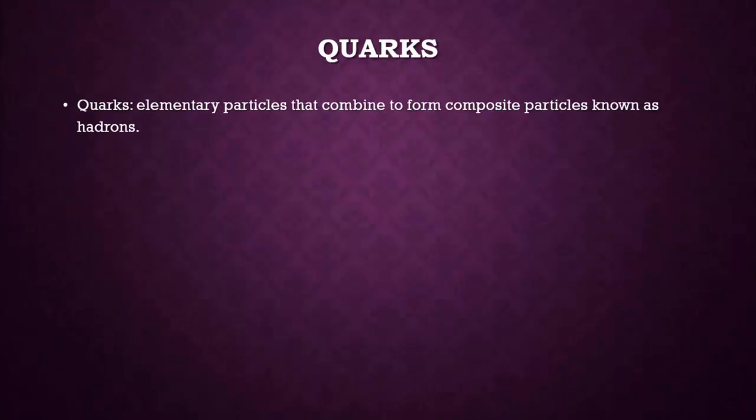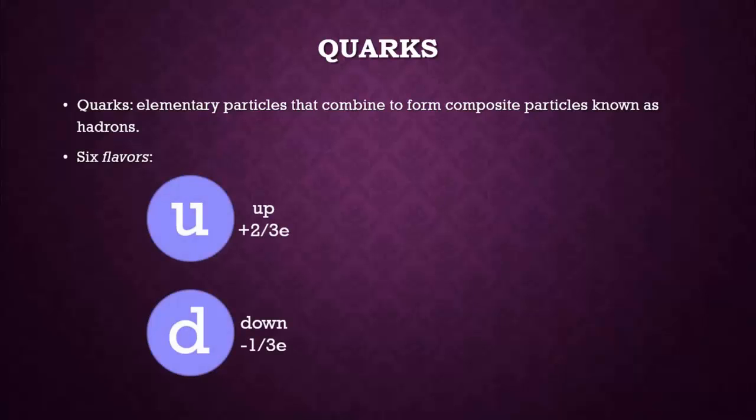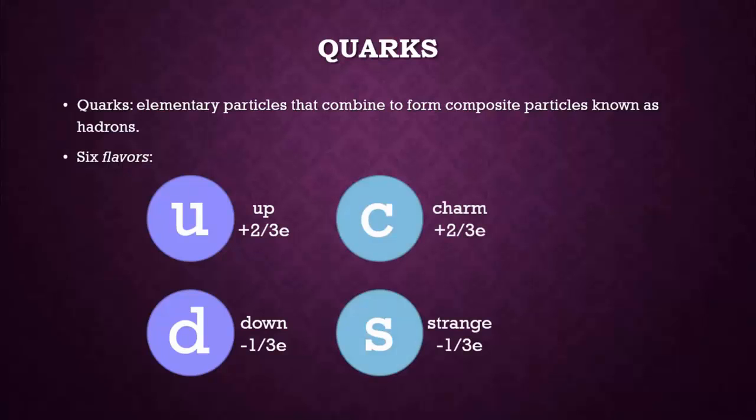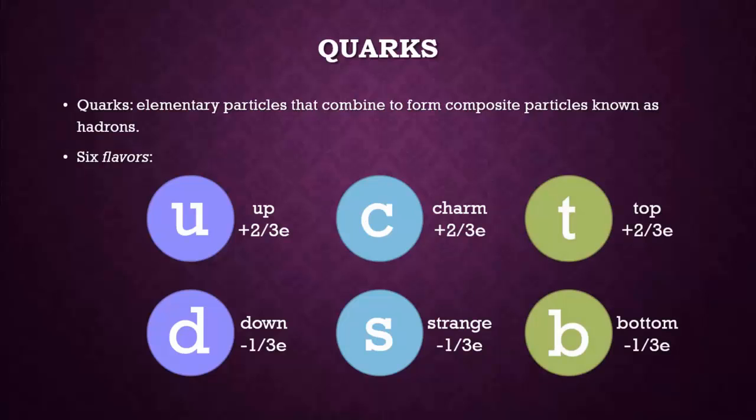Quarks are elementary particles that combine to form composite particles known as hadrons. There are 6 what we call flavors or types of quarks. The first quarks discovered were the up and down quarks. The next 2 quarks to be discovered are known as the charm and strange quarks. The final quarks to be discovered are known as the top and bottom quarks. You can see that the up, charm, and top quarks all have a charge of positive 2/3 of an elementary charge, and the down, strange, and bottom quarks all have a charge of negative 1/3 elementary charge.